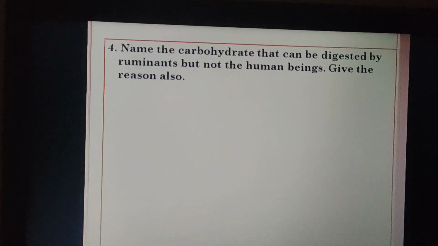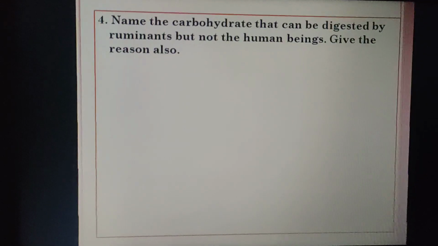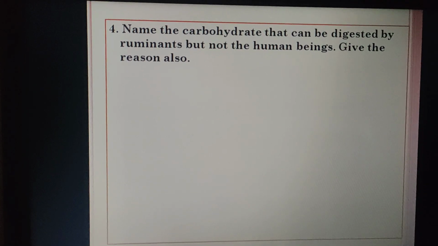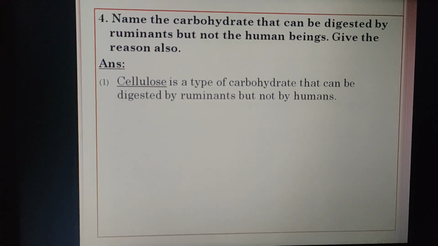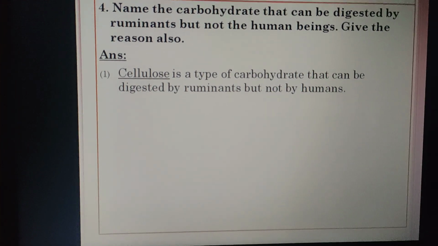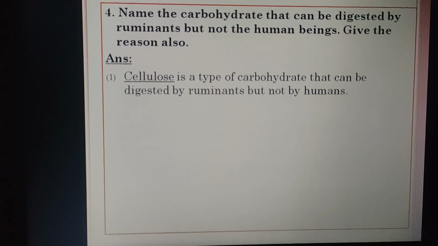Okay, here comes the answer. As you know very well, the carbohydrate name is cellulose, which cannot be digested by human beings. So this is the first answer. Cellulose is a type of carbohydrate that can be digested by ruminants but not by humans.